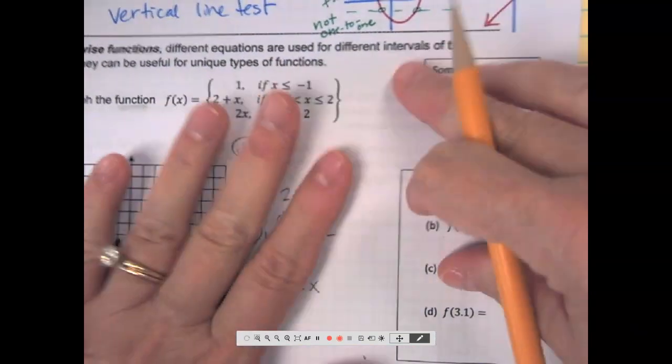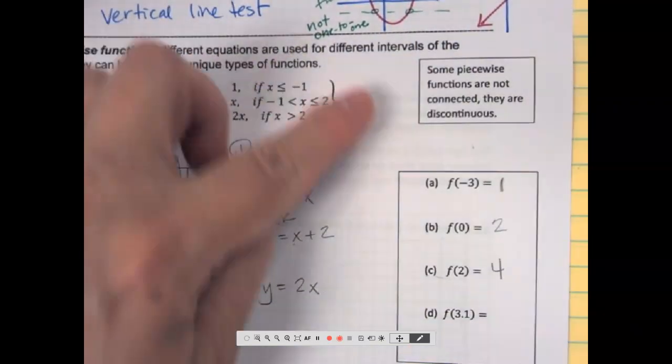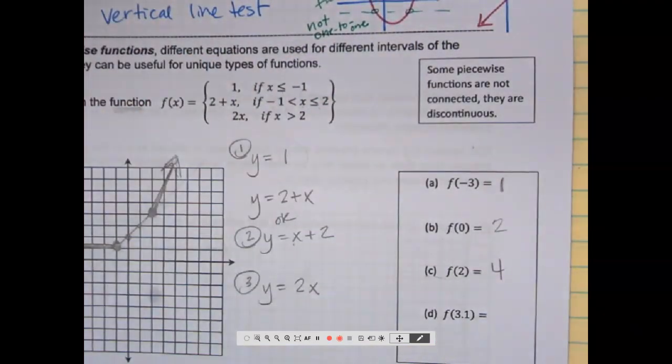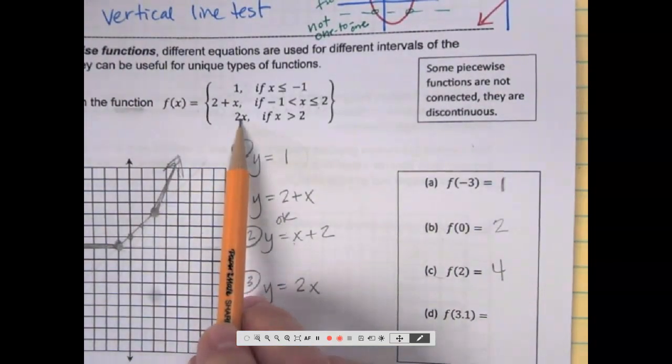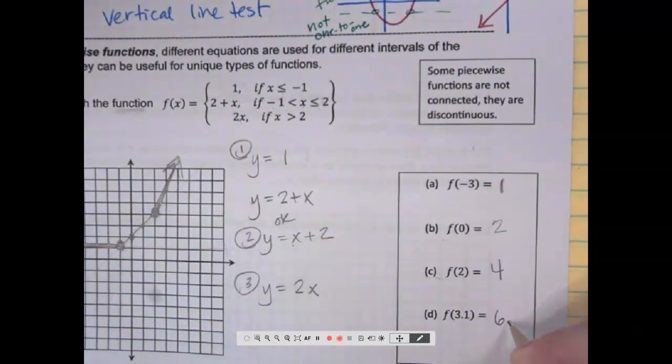All right, last one, 3.1. Which piece of the domain does 3.1 belong to? The third one. So I plug 3.1 into here. 2 times 3.1 is 6.2.